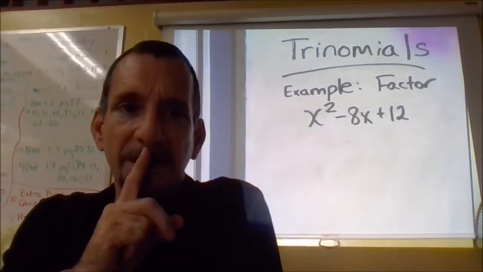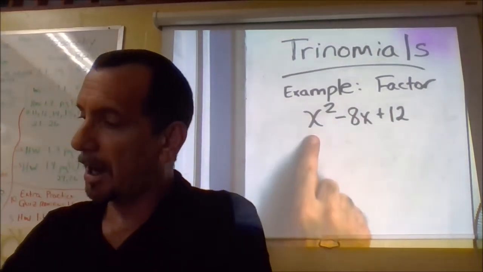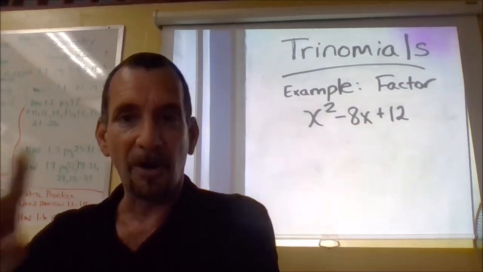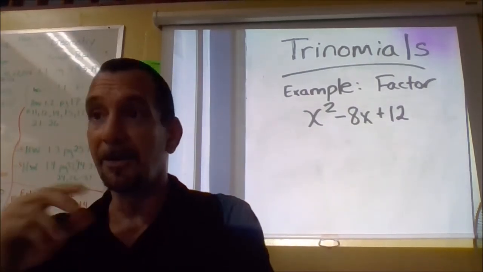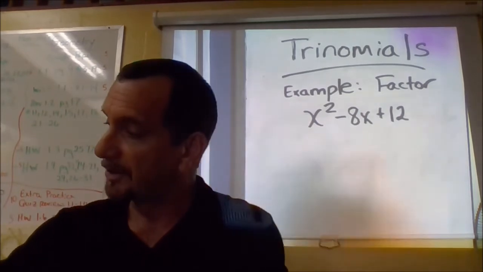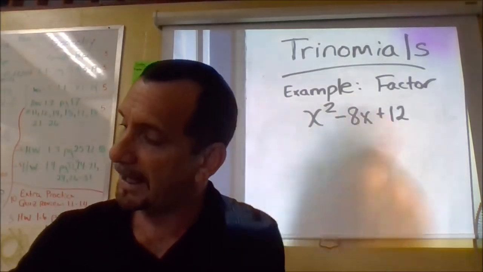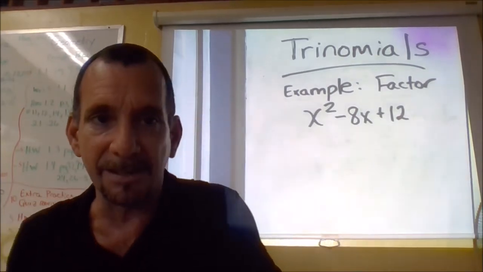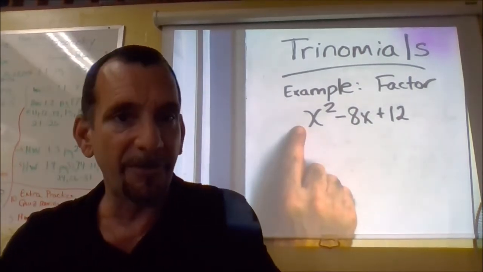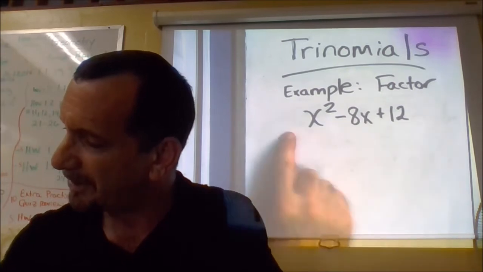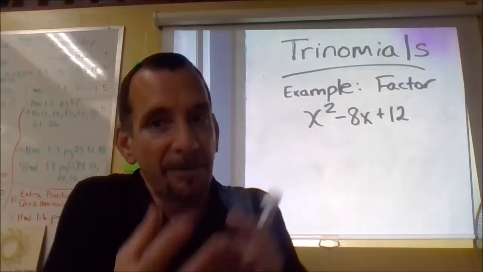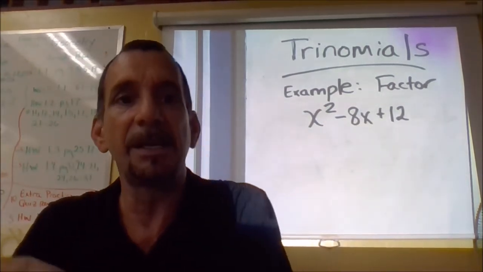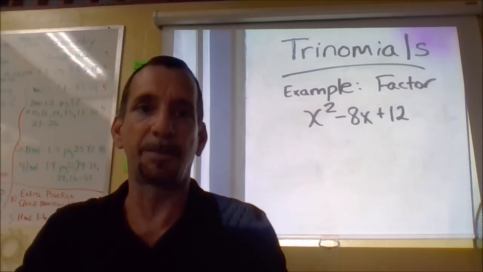Now, if I wanted to say, is there anything common that I can pull out of all 3 of those? And the quick answer is no. There's no x here, so I can't pull any x's out. And there's a 1 in front of this x, but there's no other number that I can pull out of all 3 of those. So this is not a greatest common factor problem.